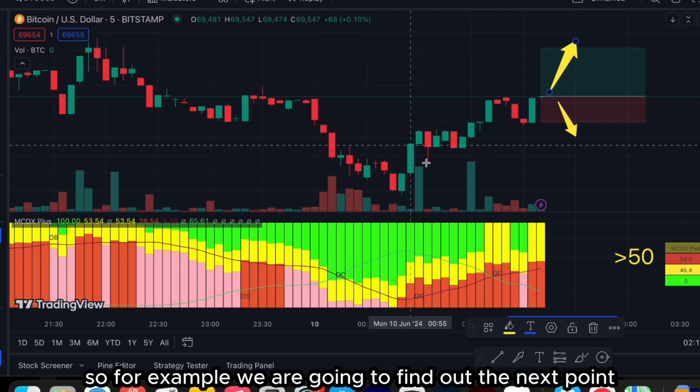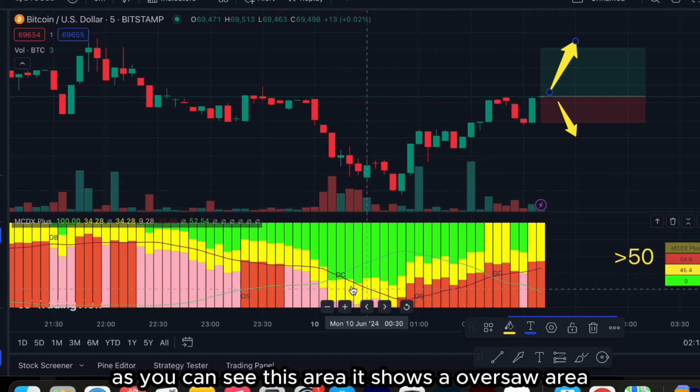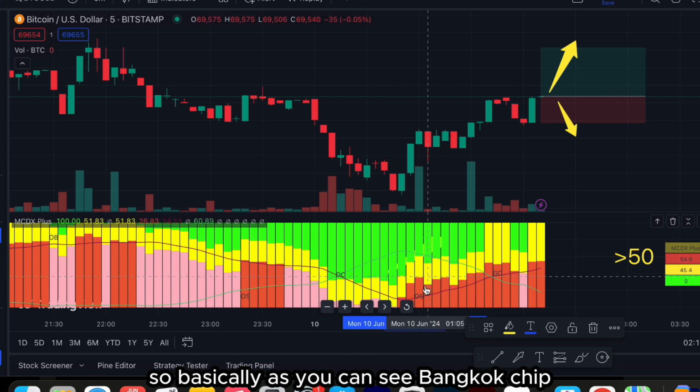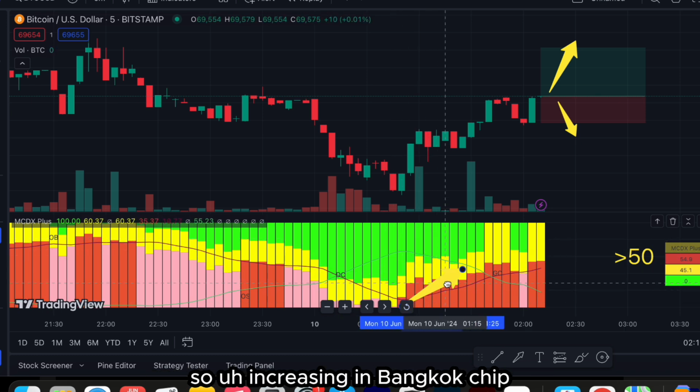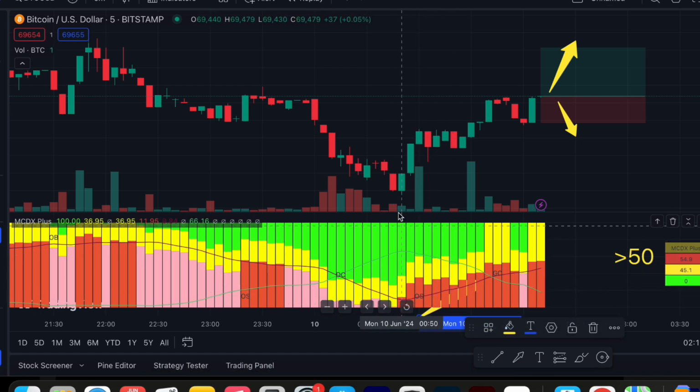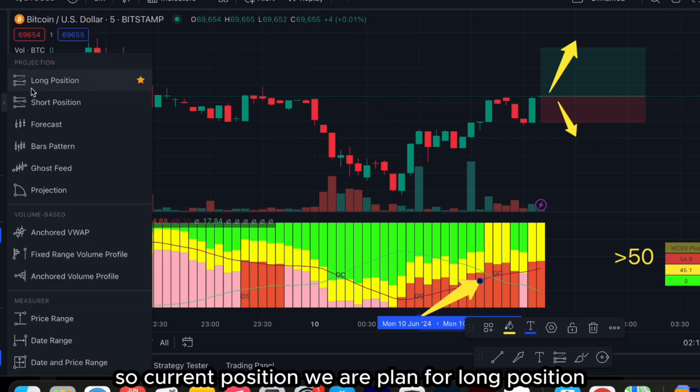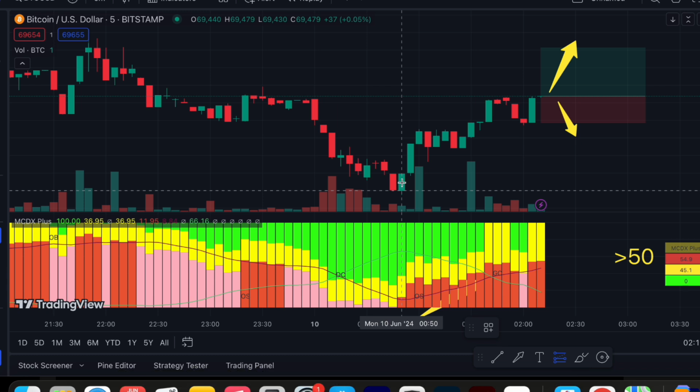So for example, we are going to find out the next point. As you can see, this area shows an oversold area and it shows an increase in banker chip. So basically, as you can see, banker chip shows an increase, and we can plan our position at this area. So for the current position, we'll plan for a long position.